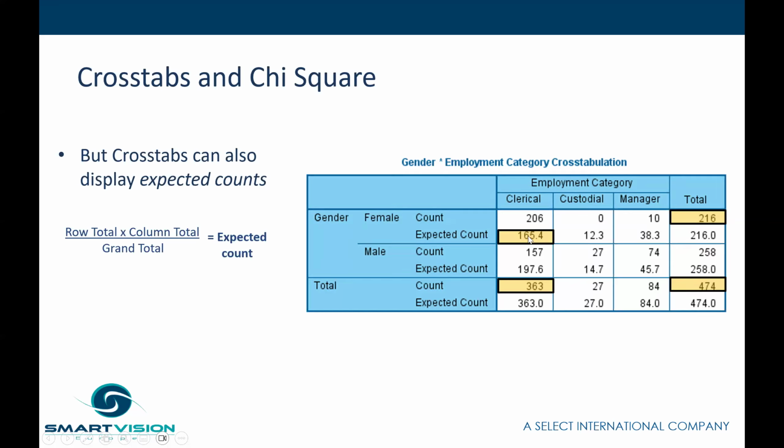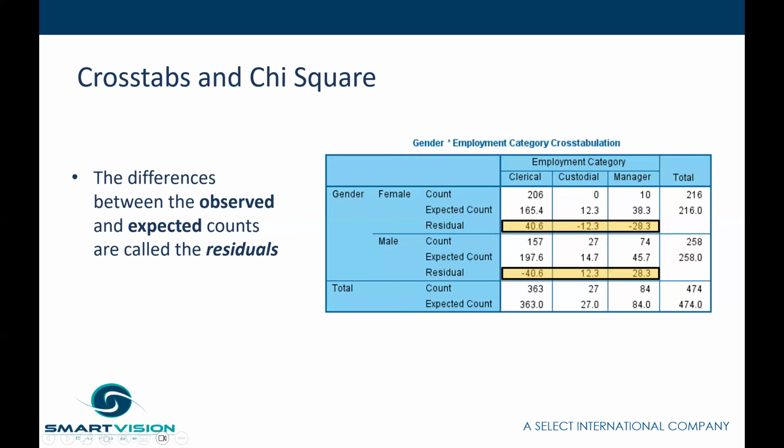And it works that out by simply multiplying, for each cell, the row total by the column total, and dividing by the grand total. That gives you the expected count. So if you take 216, multiply it by 363 and divide it by 474, that gives you 165.4. And you can work that out for each cell. You can work out how many you expect to get. Look, it says we've got 74 male managers. But if everything was fair and maleness made no difference to your likelihood to become a manager, you'd expect to only get 45.7. So what chi-square does is it looks at the difference between the observed and the expected.